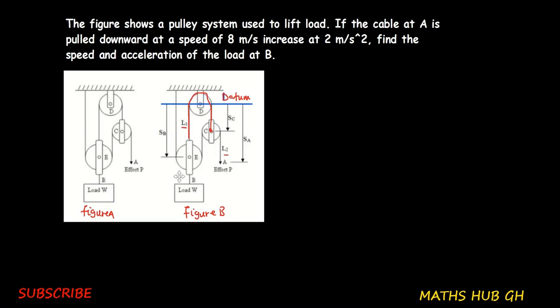Now you know length L1, so you are going to write an equation for length L1. That will be SB plus SC, and that should be equal to L1. When we add SB and SC, we should get length 1, which is the length of the first rope. So this becomes our first equation. Now you have to write an equation for the length of the second rope.